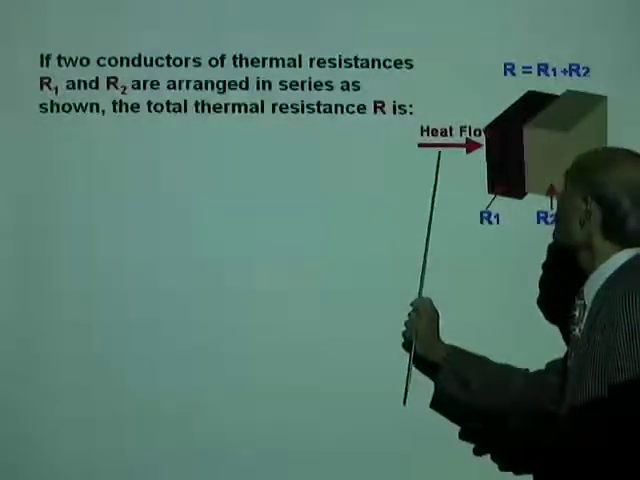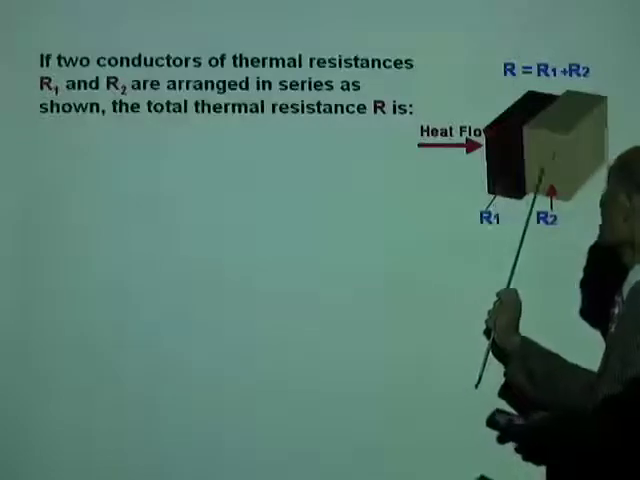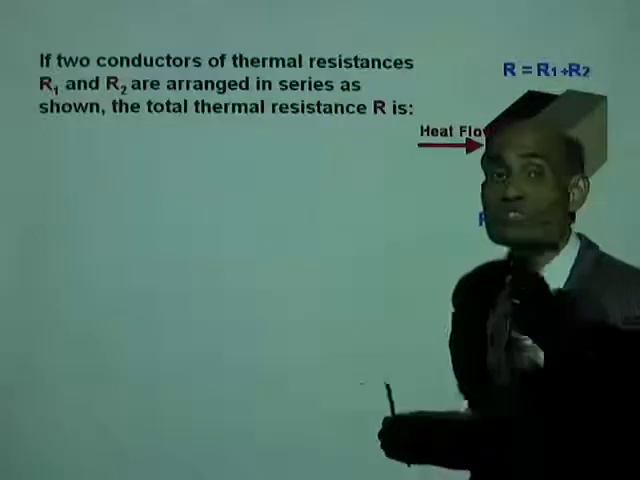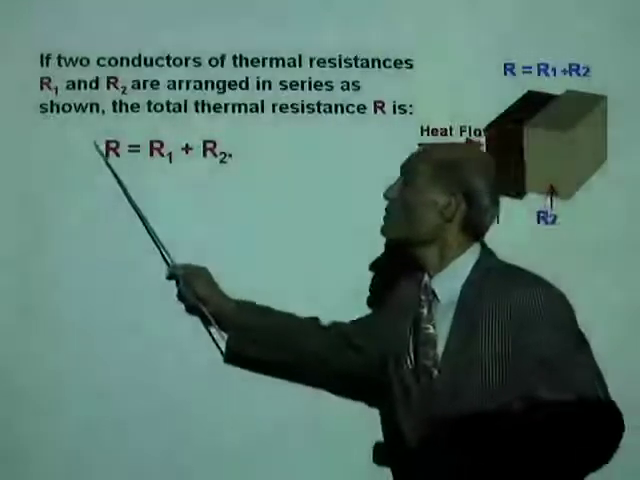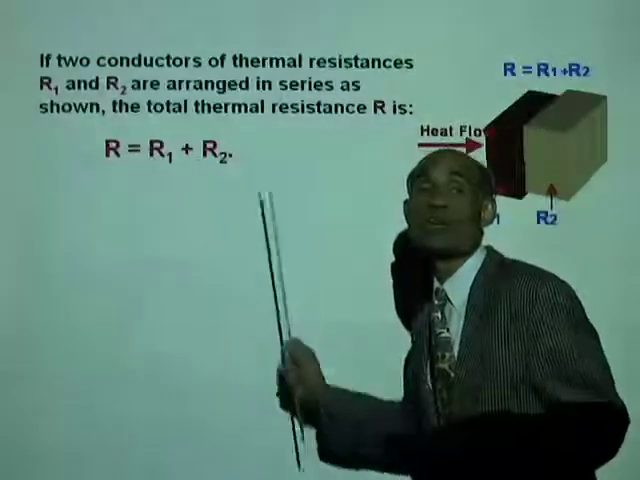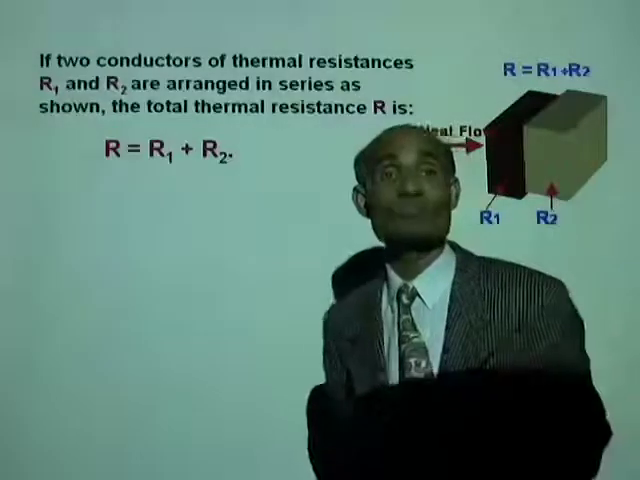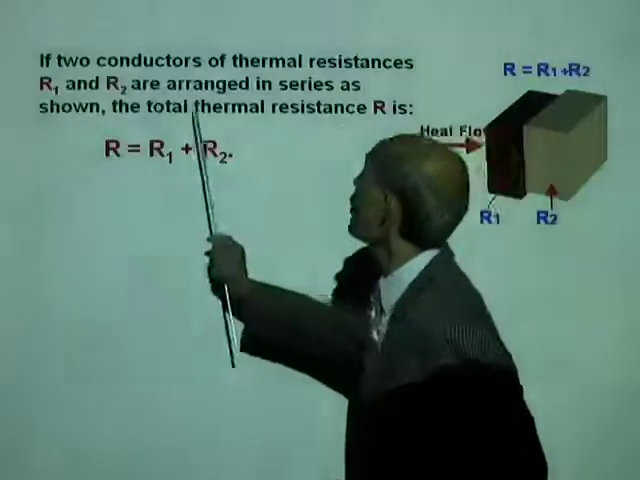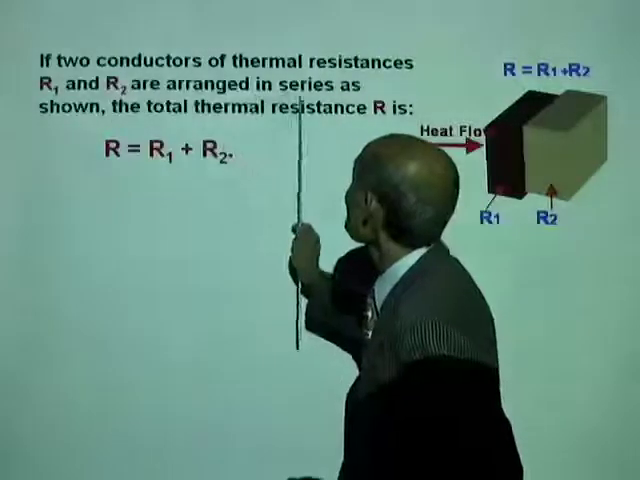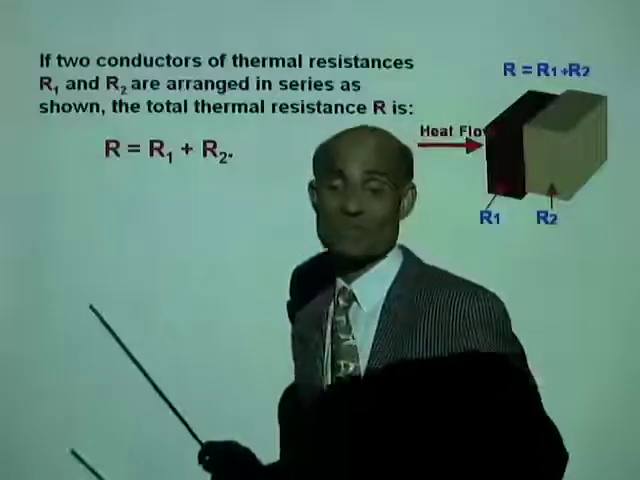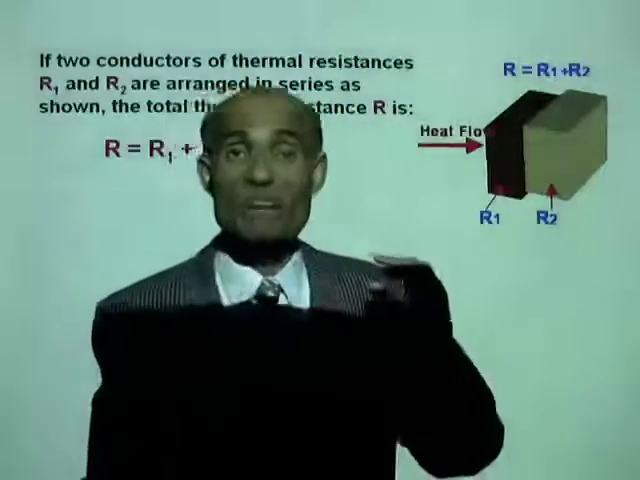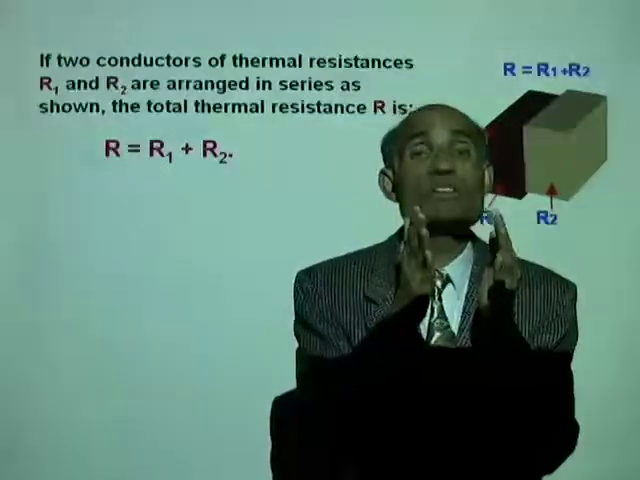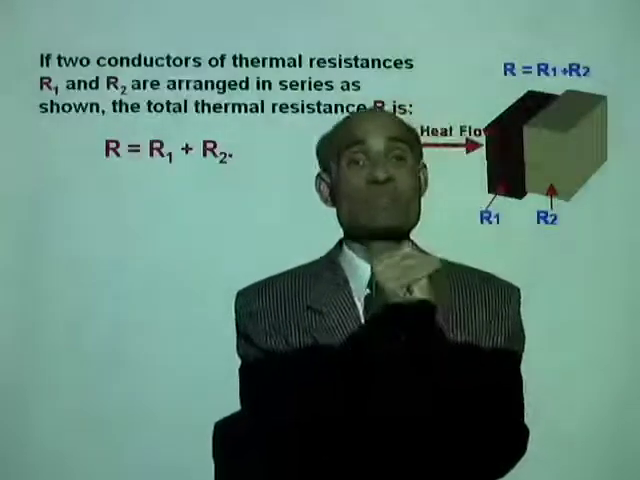If the heat flows through the first, it then has to go through the second. That means the thermal resistance is increased. The total thermal resistance therefore is the sum of the two thermal resistances. This kind of arrangement is called a series arrangement. So if you want to have a very good thermal insulation, you arrange the insulators in series.